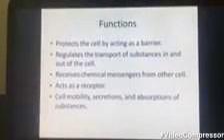Now let us study the functions of the plasma membrane. The plasma membrane gives protection to the cell by acting as a barrier. It regulates the transport of substances in and out of the cell. It receives chemical messengers from other cells. It acts as a receptor. It helps in cell mobility, secretion, and absorption of various substances. So all these are the various functions of the cell membrane.